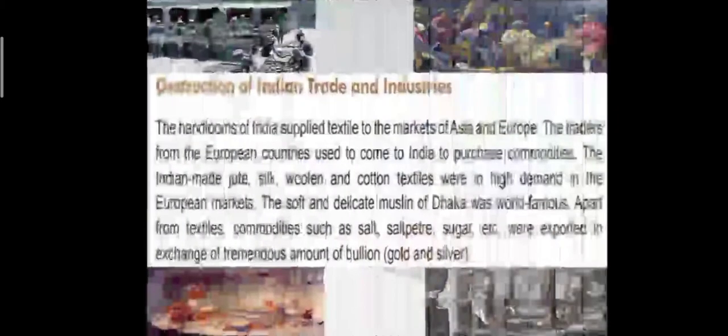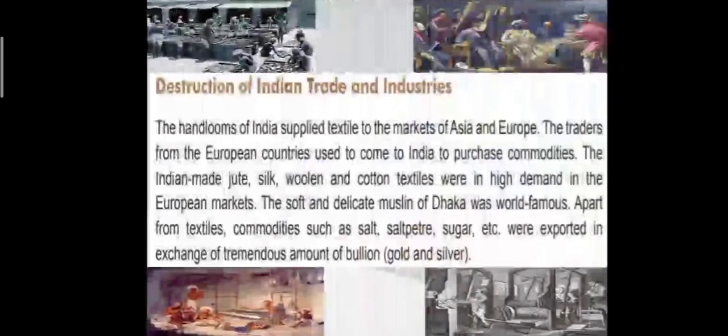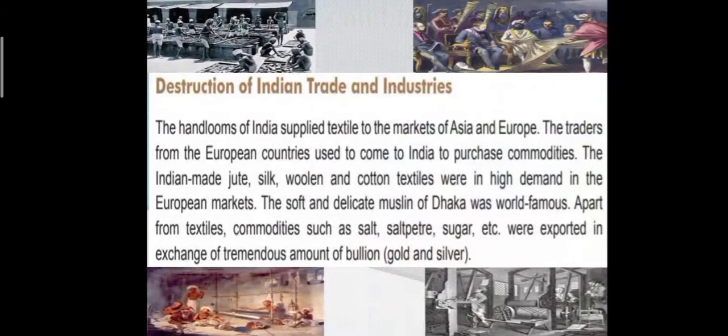Destruction of Indian trade and industries. The handlooms of India supplied textile to the markets of Asia and Europe. The traders from the European countries used to come to India to purchase commodities. The Indian-made jute, silk, woolen and cotton textiles were in high demand in the European markets. The soft and delicate muslin of Dhaka was world famous.